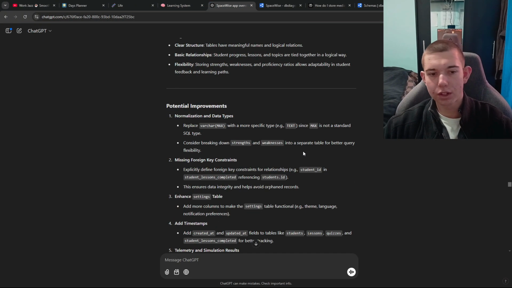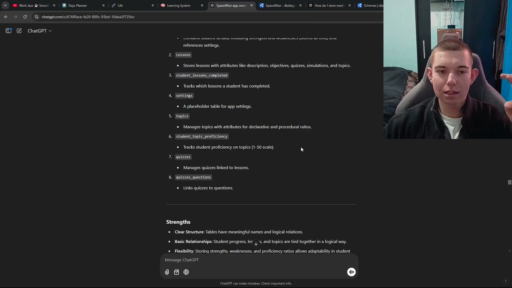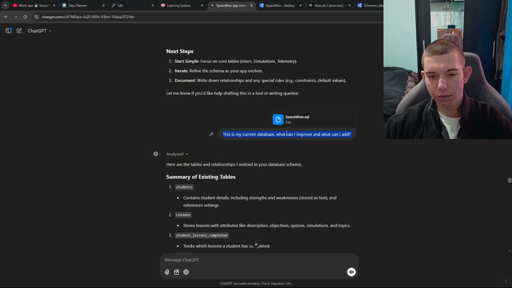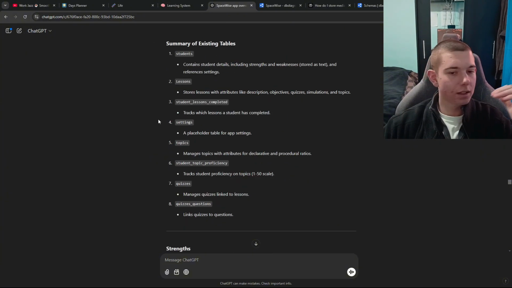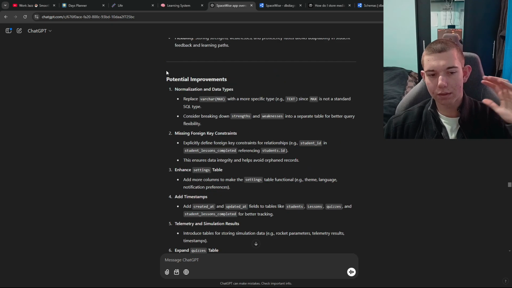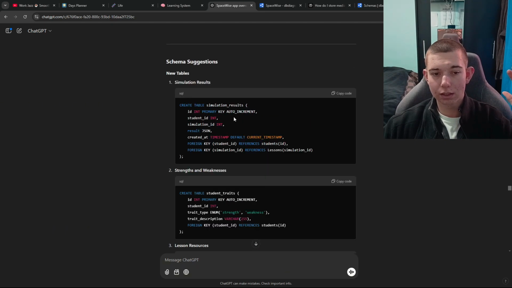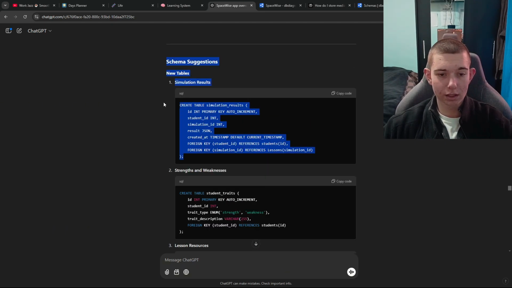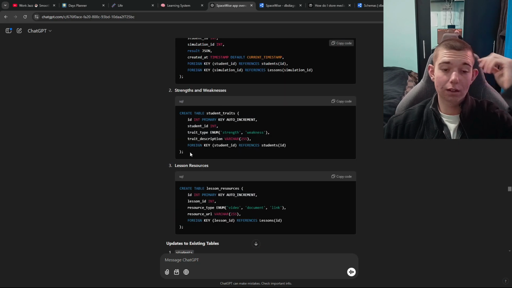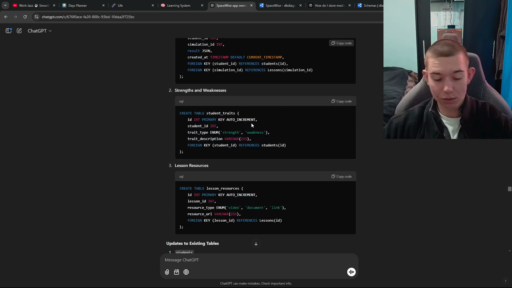Here, after I finished a kind of base, I asked ChatGPT, what can I improve? What can I add? And then I added some things, I improved some things, I improved the structure. Here we have many things. Here it gave me the code for some tables. Here's where I got the idea for the simulation results. Here's where I got the idea for the student traits, strengths and weaknesses.